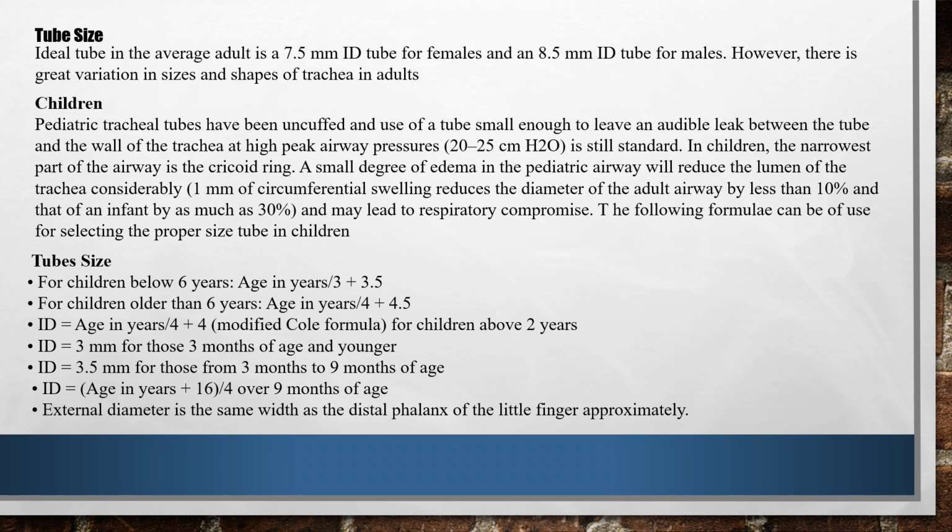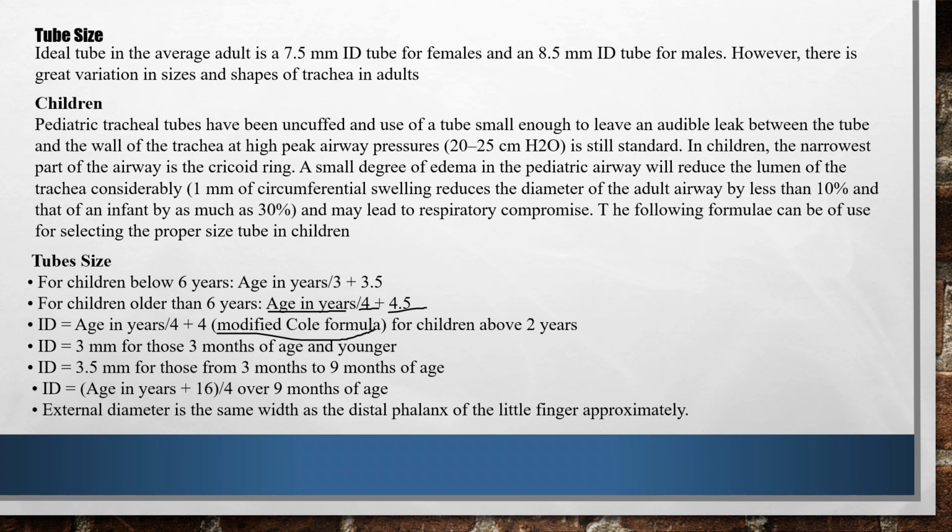And for children, there are various formulas for determining the size of the endotracheal tube. For children below 6 years, the tube size is calculated by age/3 plus 3.5, and for children older than 6 years, the tube size is calculated by age/4 plus 4.5. And for children above 2 years, the internal diameter is calculated by age/4 plus 4, that is also known as the modified Cole formula.